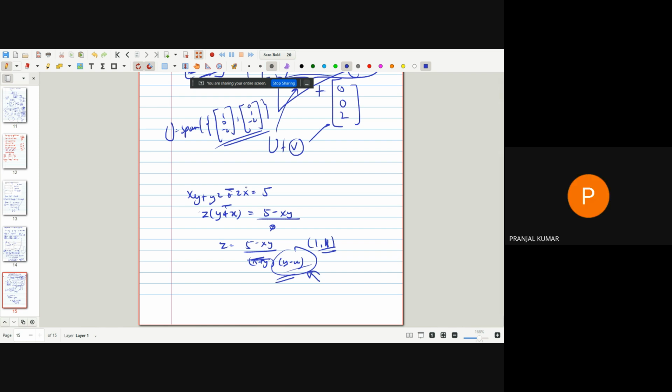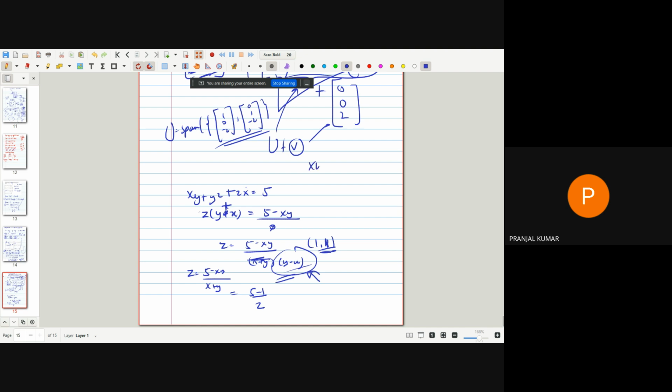See, right now the function was nice because there was a plus here. So no problem. You took z common, so you had y plus x, and you sent y plus x to the denominator. So z is equal to (5 minus xy) upon (x plus y). Now at the point (1, 1), it would be (5 minus 1) upon 2. So the function is not becoming undefined here, right?